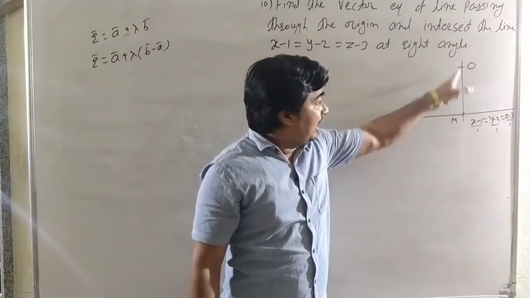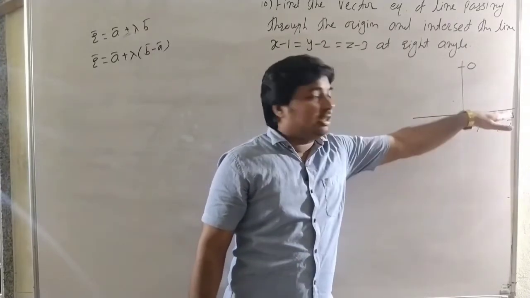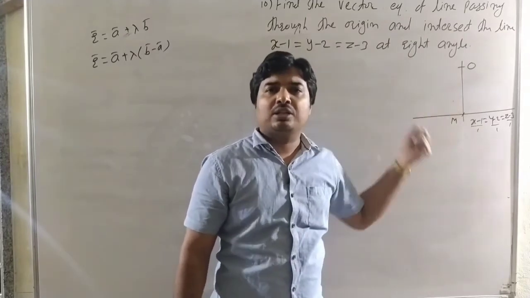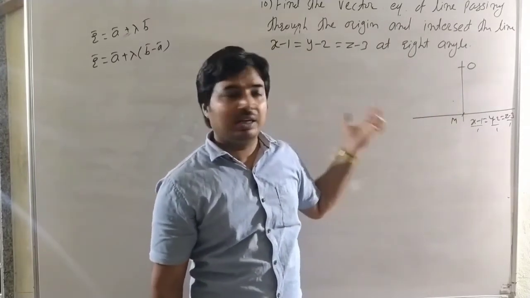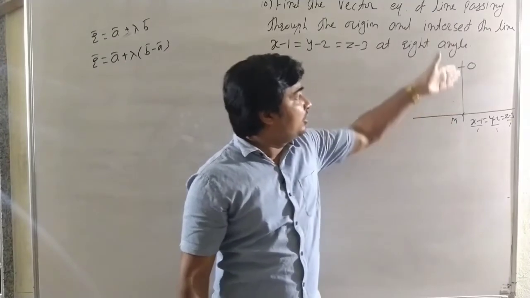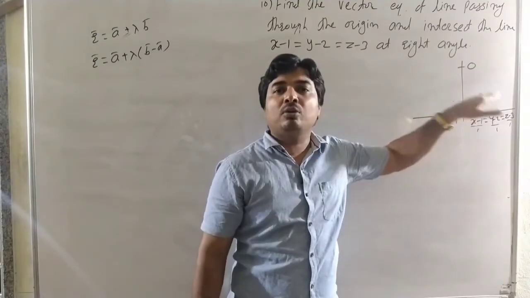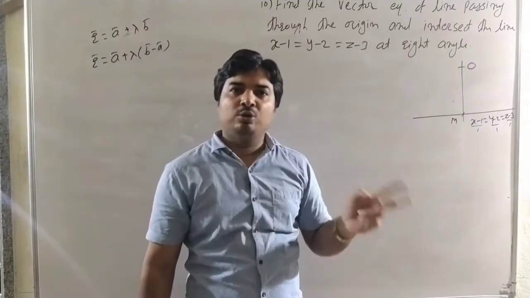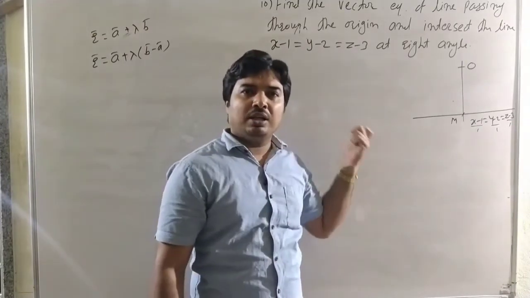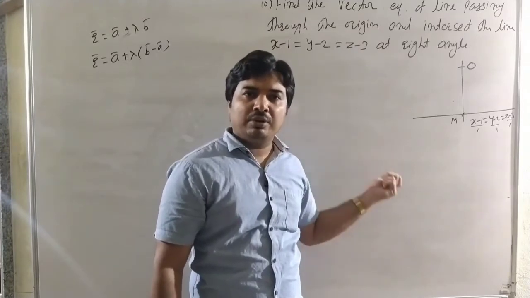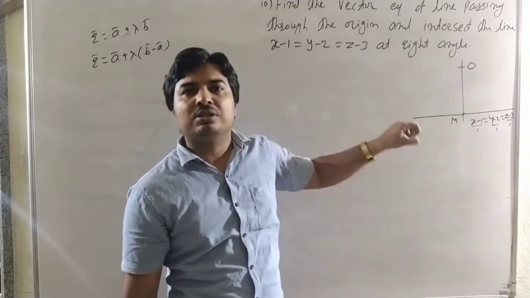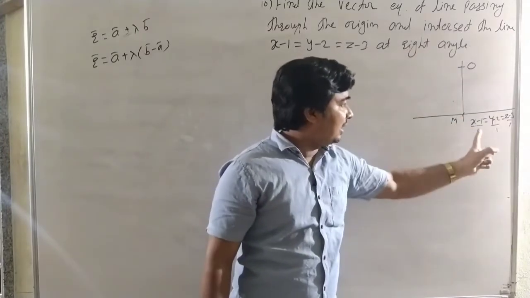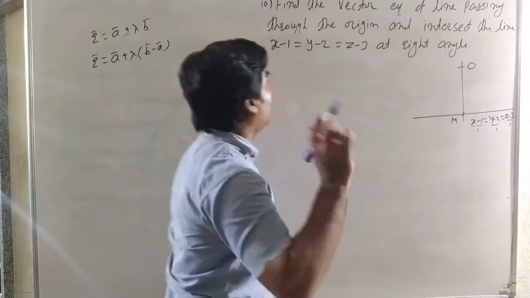And M is any point on this line. So we find x, y, z, the coordinates of any point on the line, that is the foot of perpendicular, using the condition of perpendicular lines with direction ratios a1, b1, c1 and a2, b2, c2. The relation between two perpendicular lines is a1 a2 plus b1 b2 plus c1 c2 is equal to 0. We know M is any point on this line and the direction ratios of this line are given.